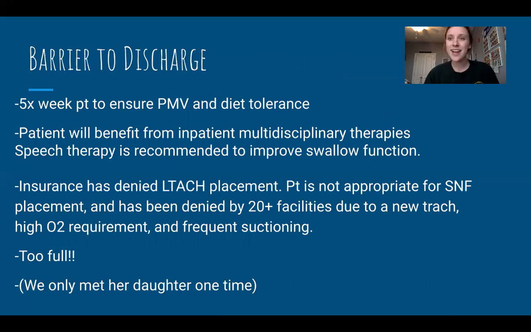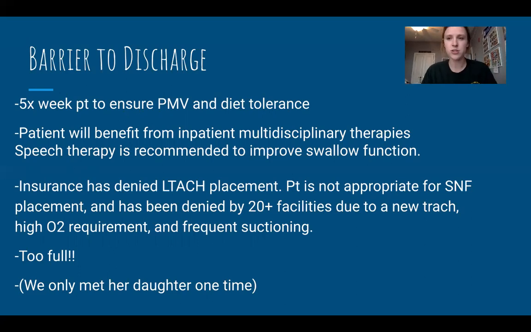However, she has been denied from so many places, and her insurance is trying to appeal for a long-term acute care, which is an LTAC. And so she's been denied due to new trach, high O2 requirement, and frequent suctioning. So I kind of just point this out because from a medical standpoint on our end, we felt she's appropriate to discharge, but there is a little discrepancy between why facilities won't take her.